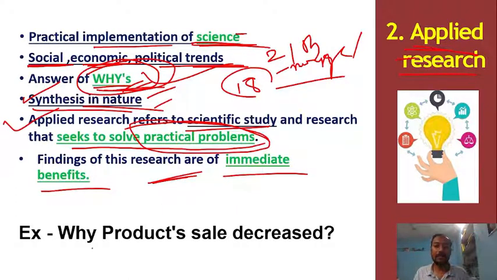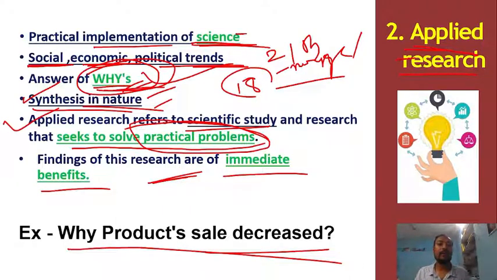Now an example given here: why did product sales decrease? There is a reason why it decreased, and we need to find out the solution. Here see, the why is there. You will be finding the answers of why under this study. If you get the answer, this research will be done very easily. So this is the aim of applied study.